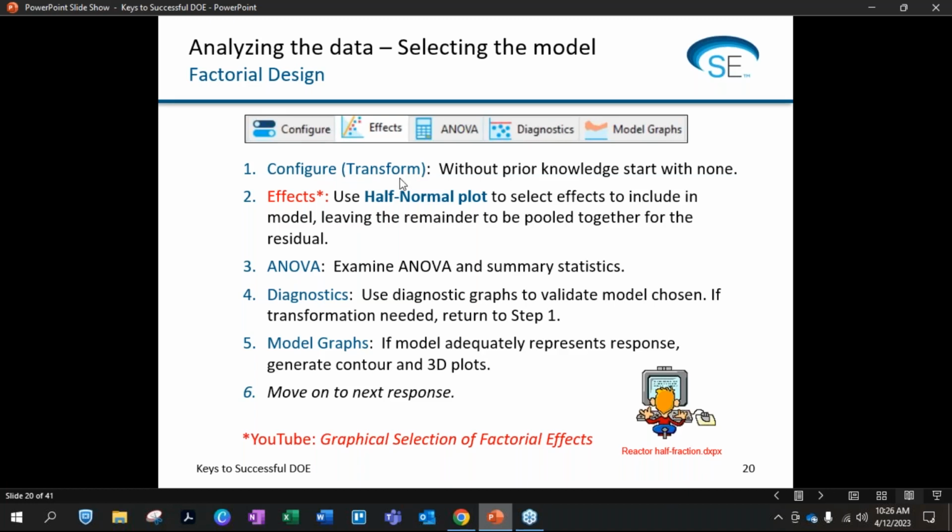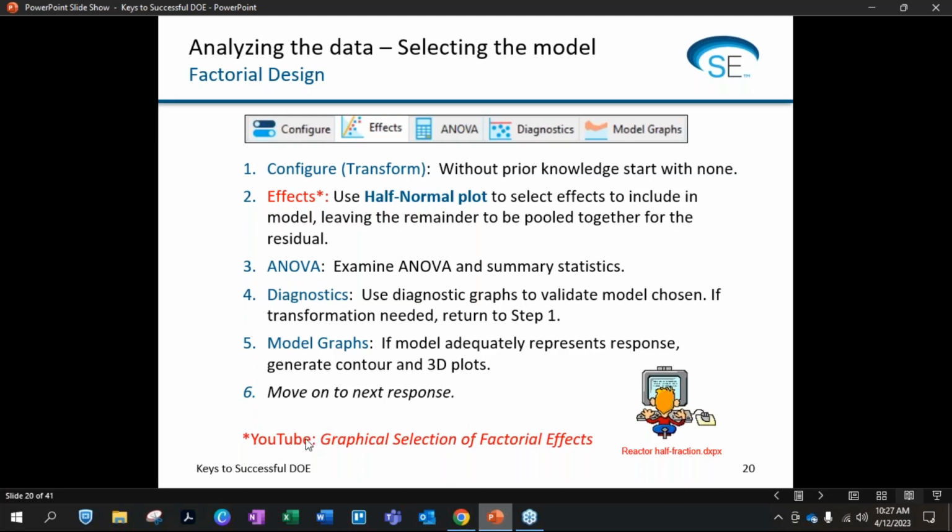You can choose a transformation, but we're going to start with no transformation. In a factorial design, we're going to use the half normal plot to select effects to include in the model. The whole purpose of the half normal plot is simply to split your terms into two groups, the big effects and the small effects.